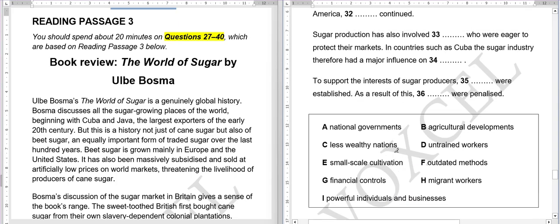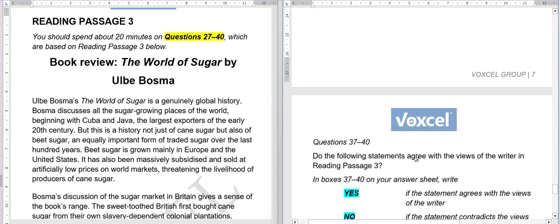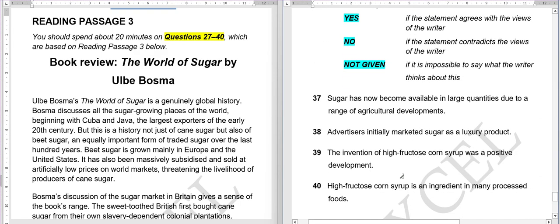Clear? So let's see, sugar cultivation and production. Wherever there is mention of sugar cultivation and production, around that information or that paragraph, our answer will begin. The book, The World of Sugar. Wherever this particular information is given about the world of sugar, this book points out similarities. So what are the similarities in the way sugar was cultivated around the world? Wherever we find this particular information, we will then read the remaining information. 37 to 40. Let's read the 37th question now.